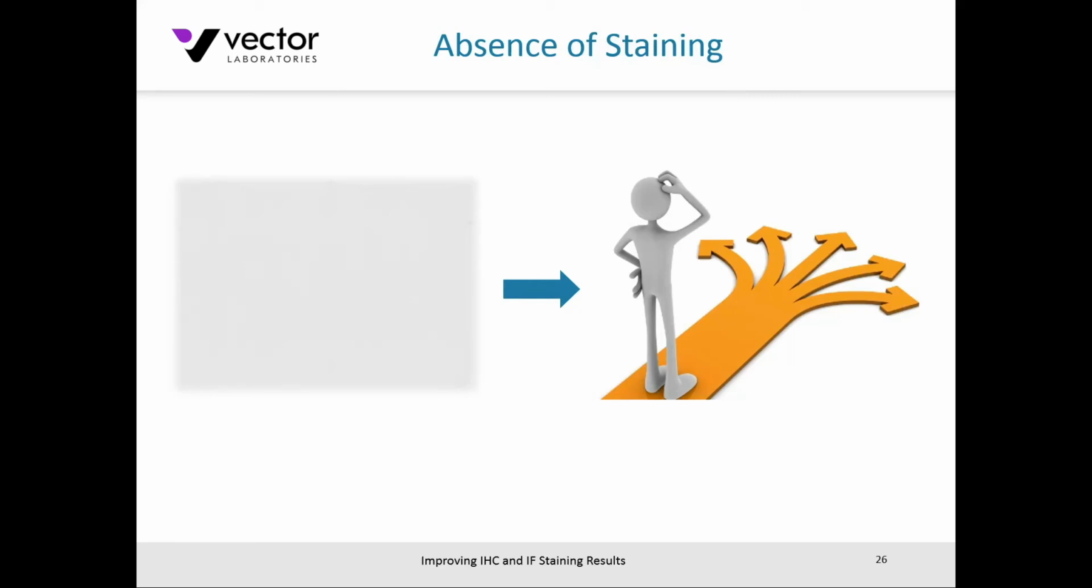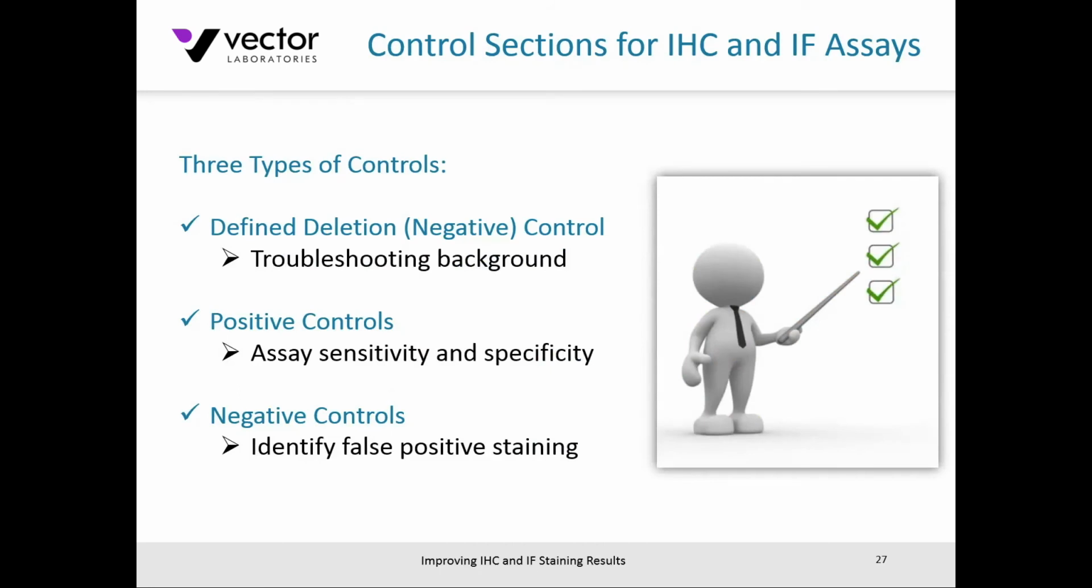So you're not going to end up scratching your head like this. What you should do to alleviate the cost and drama and headaches associated with this scenario is to run some defined positive and negative controls. We've just gone through deletion controls in troubleshooting the background, but what we're going to look at here is the reasons why you'd want to run a positive control and a negative control.